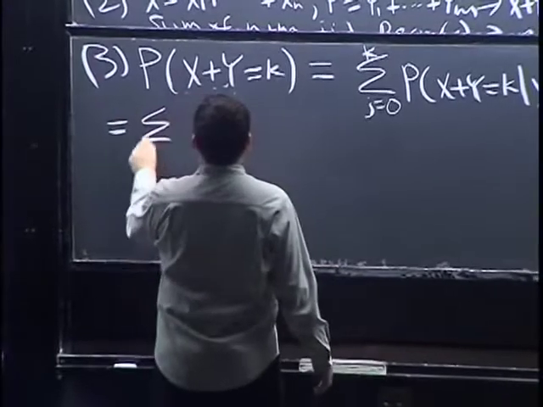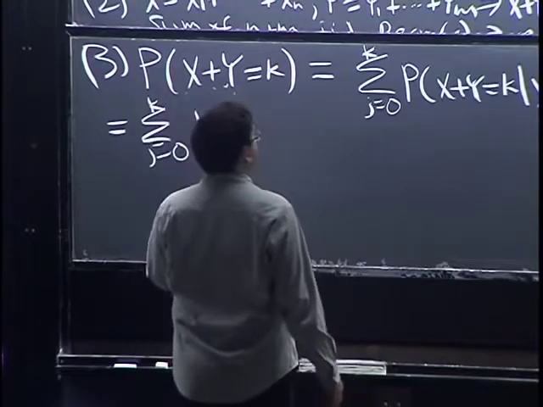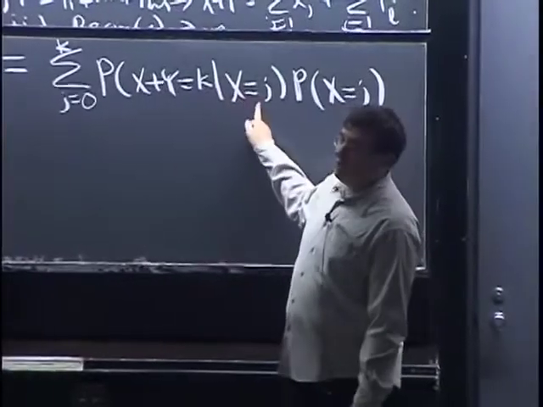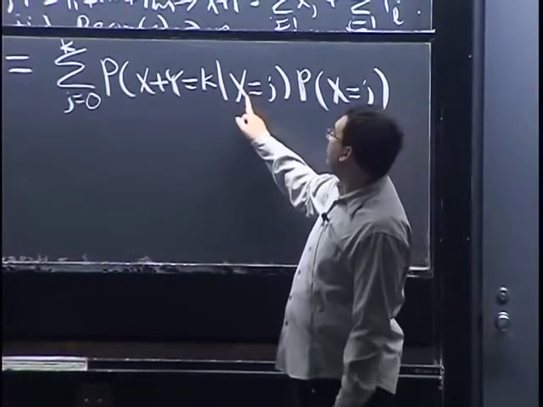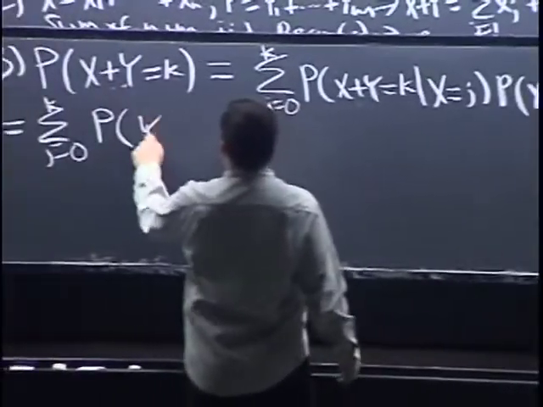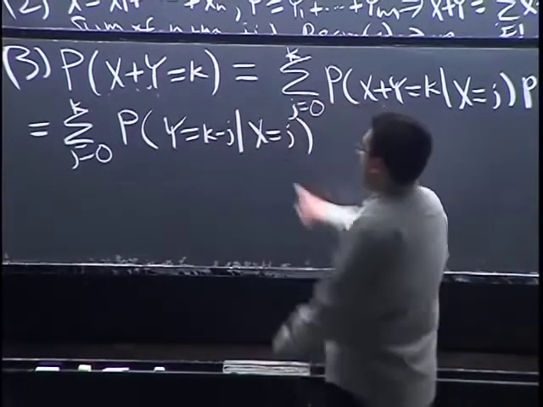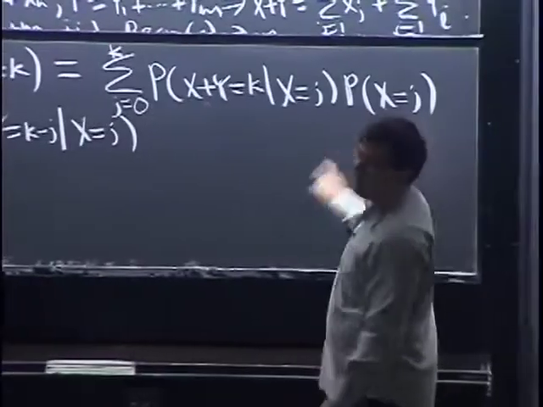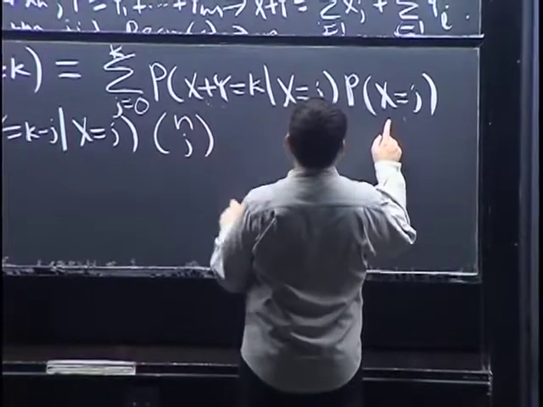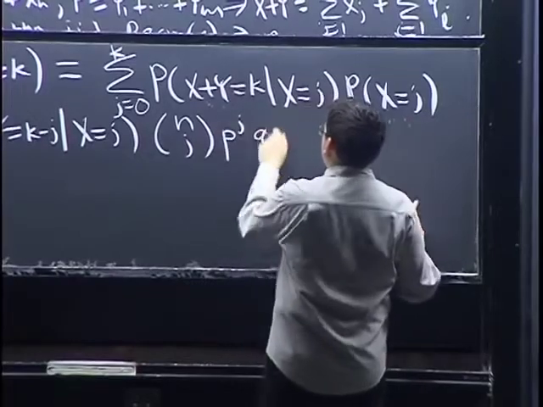This is the sum j equals 0 to k of the probability that X plus Y equals k given X equals j. That's useful information, right? We can plug in X equals j and rewrite that for Y. This says Y equals k minus j. Notice it's still given X equals j, so we'll have to deal with this. Times the probability that X equals j, well, that's immediate because X is binomial, so I'm just going to write down the binomial PMF. It's n choose j, p to the j, q to the n minus j.